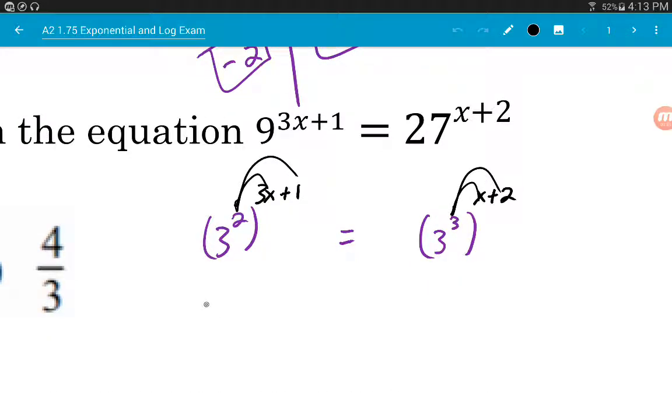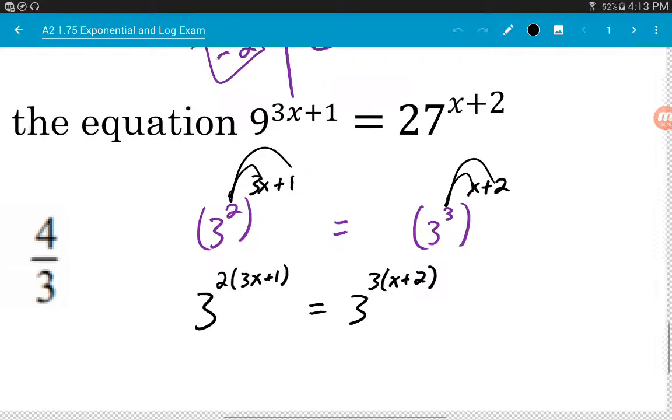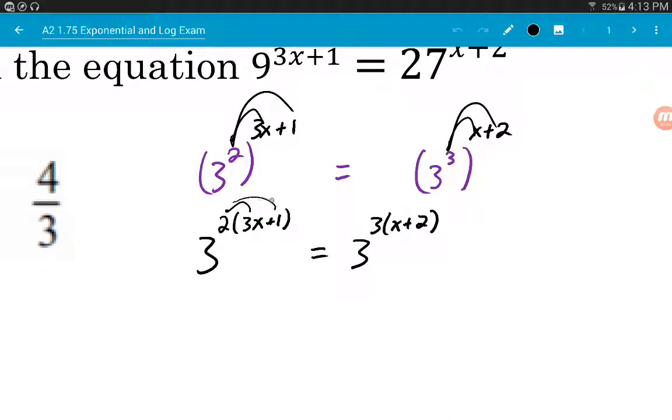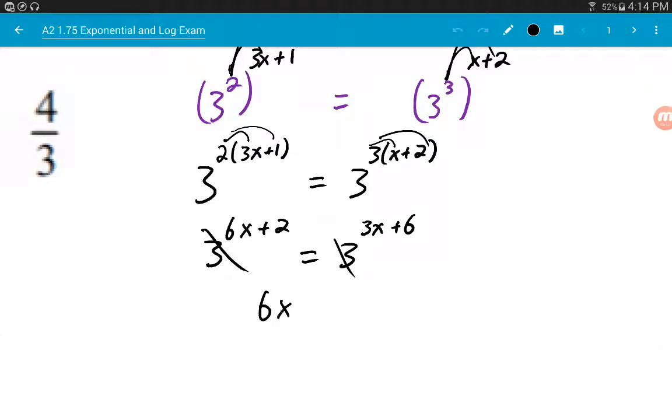So you can think of it almost like this. 3 raised to the 2 times 3x plus 1. And on the right-hand side, same thing. 3 raised to the 3 times x plus 2. I can distribute those. And I get 3 to the 6x plus 2 is equal to 3 to the 3x plus 6. Cross out both the bases because they're equal. I get 6x plus 2 is equal to 3x plus 6.